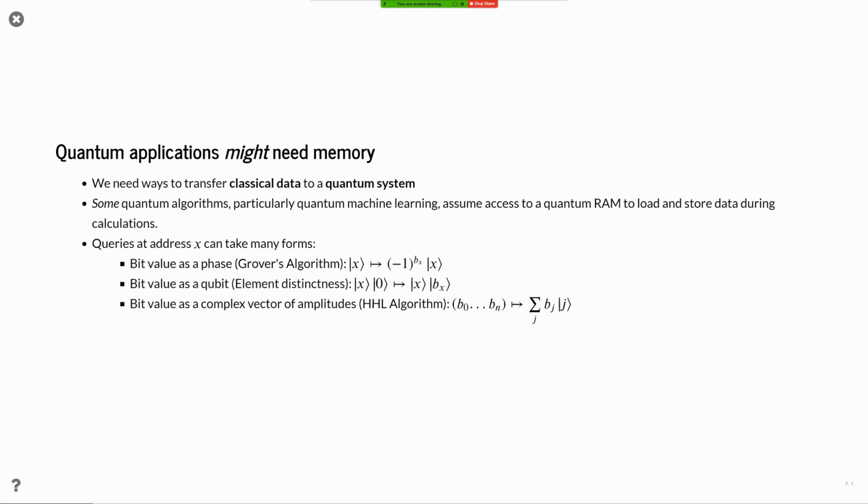Can we think of something similar for quantum computers? The main way that this might come in is we want to be able to transfer classical data to quantum systems. So think about, in particular, some machine learning algorithms.